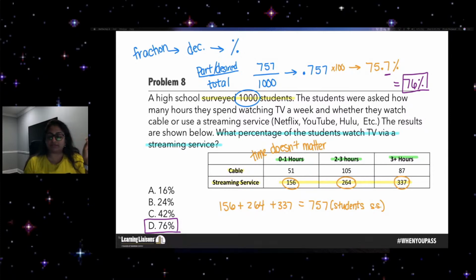No, in this case, increase minus decrease, we do not need to do any of that. It's simply just making sure that we take the numbers that we need and put them into a fraction to get to that percentage that we're looking for.